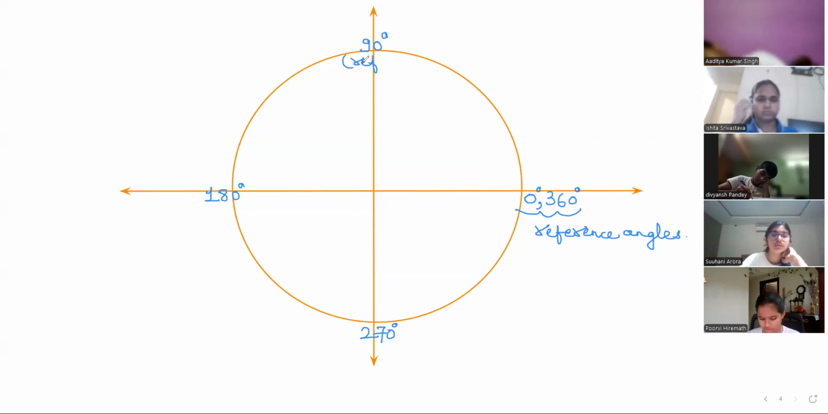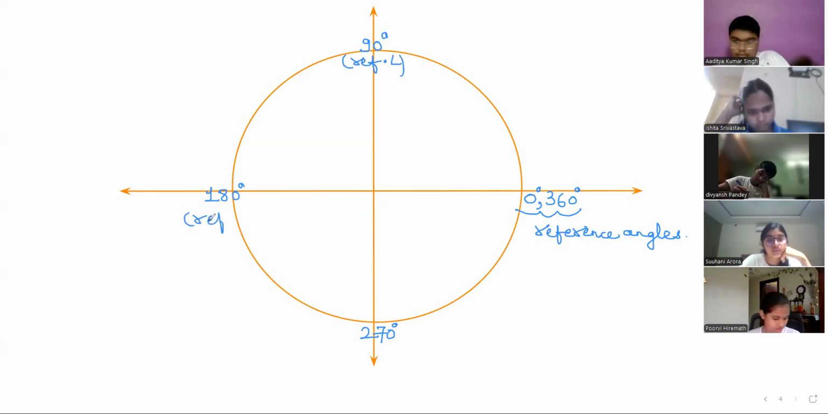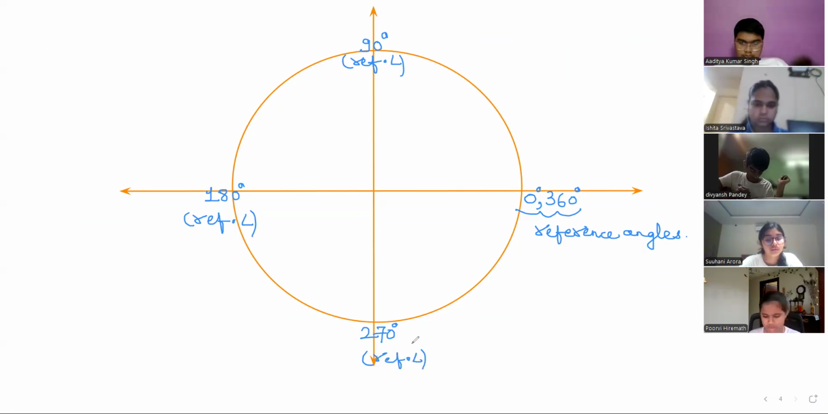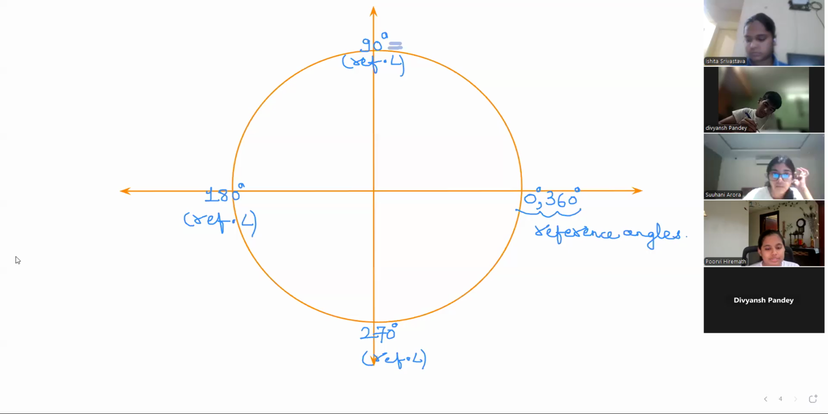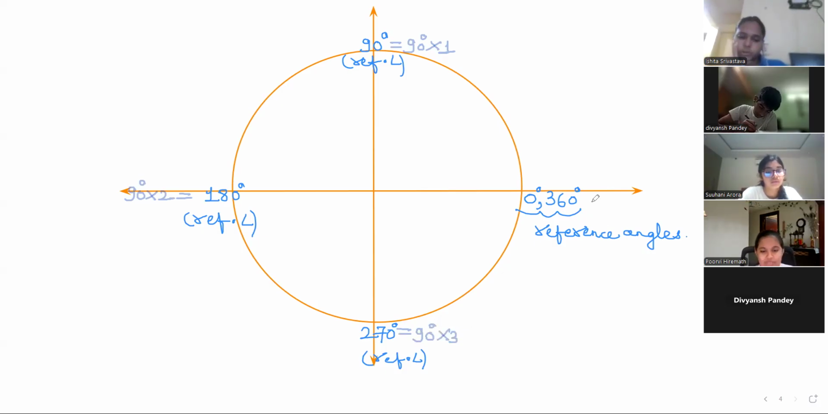Reference angle for the quadrant, right? And you can see that every reference angle is a multiple of 90 degrees, right? So this is 90 into 1. This is 90 degrees into 1. This is 90 degrees into 2. This is 90 degrees into 3. This is 90 degrees into 4. So 1, 2, 3, 4, right?